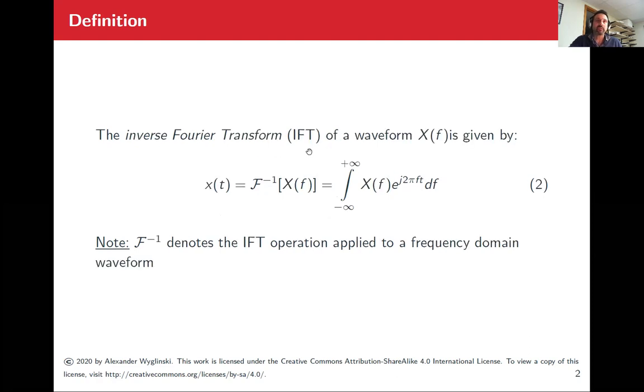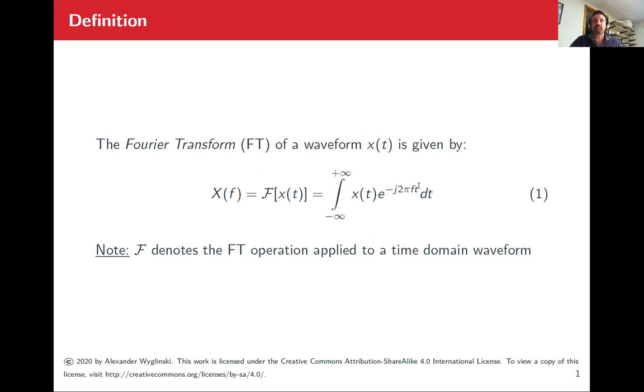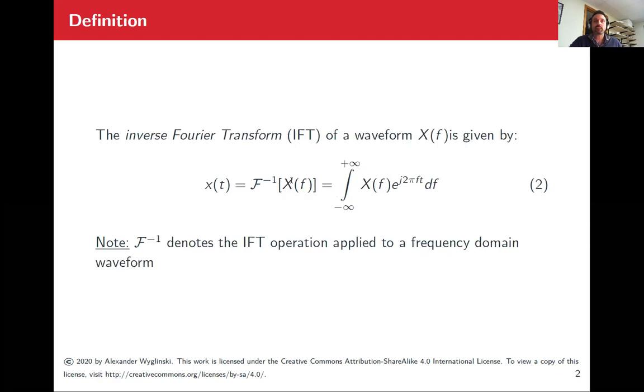Very importantly, we also have something called the inverse Fourier transform, where cursive F to the minus one of X of f yields x of t, represented by this expression here. These two equations, equation one and equation two, should be seared into your memories. They're going to be really important throughout this course, because they allow you to take time domain representations, convert them into the frequency domain, study them, understand them, manipulate them, mathematically work with them, and then convert back to the time domain.